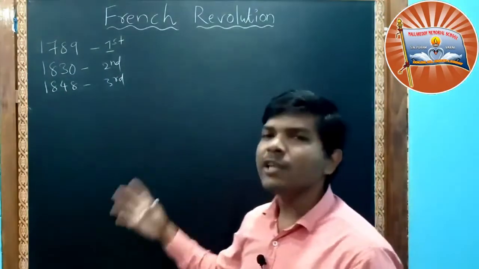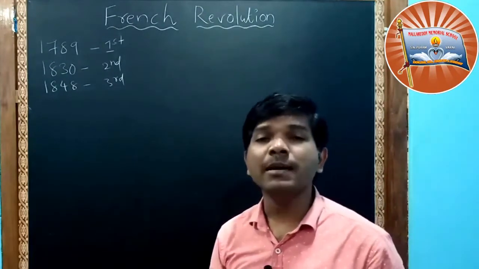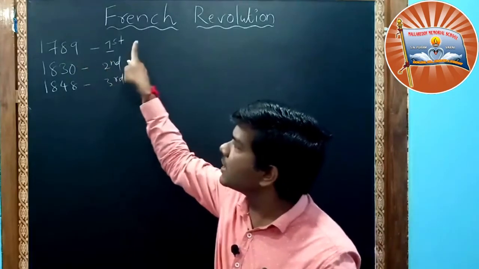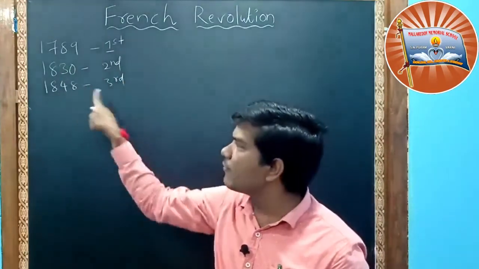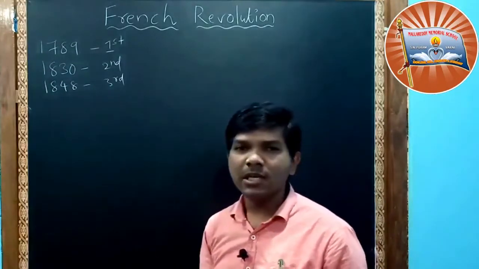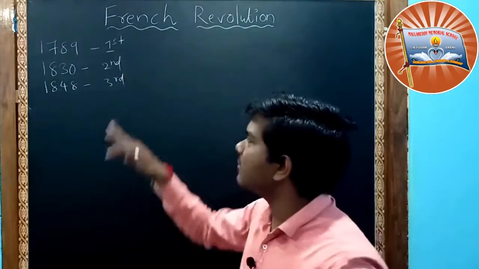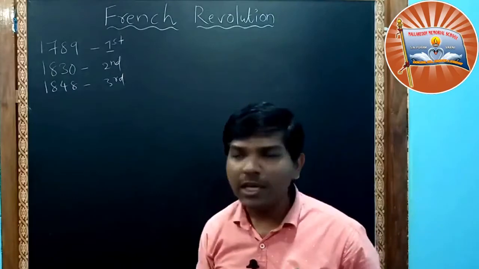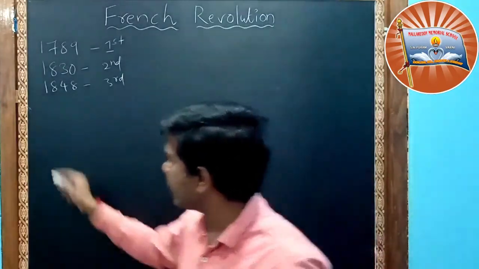So if anybody asks you how many times a revolution broke out in France, three times. 1789 first revolution, 1830 second revolution, 1848 third revolution. We are going to discuss how the revolution started, what were the consequences and what were the results of the revolutions in this French Revolution topic.